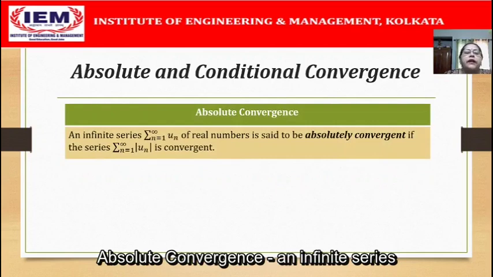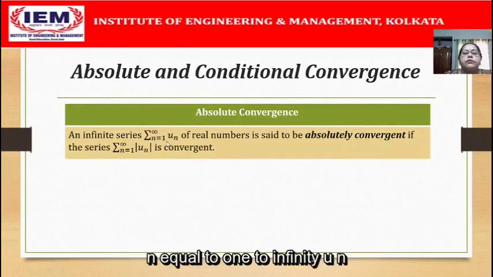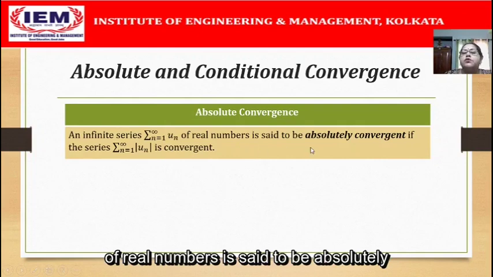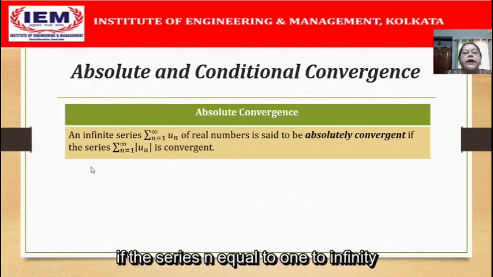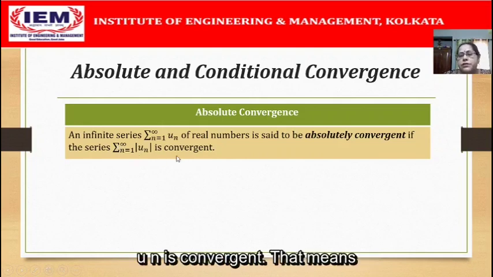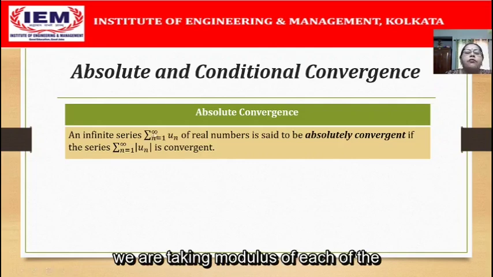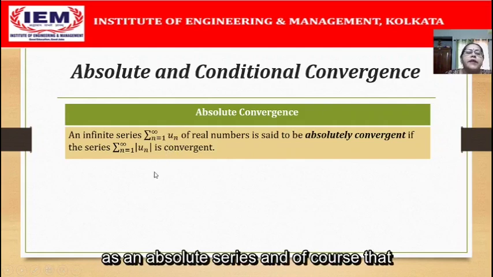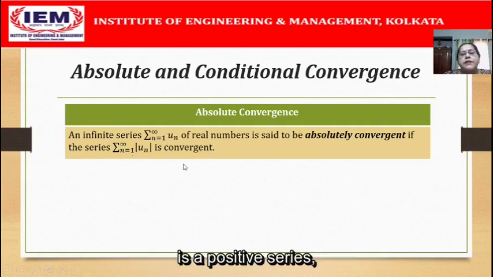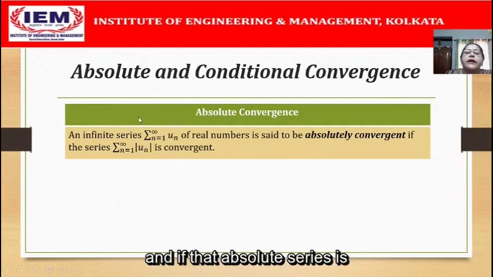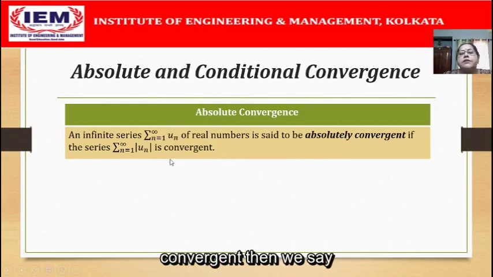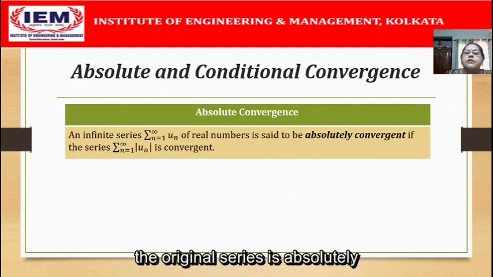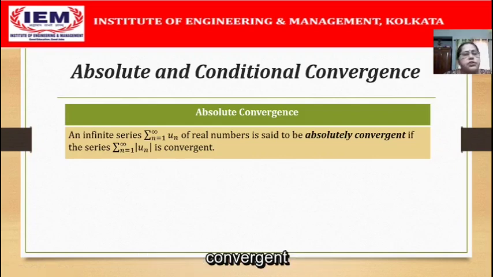Absolute convergence. An infinite series summation n equal to 1 to infinity un of real numbers is said to be absolutely convergent if the series summation n equal to 1 to infinity modulus un is convergent. That means we are taking modulus of each of the members of the given series. We may call that an absolute series, and of course that is a positive series. And if that absolute series is convergent, then we say the original series is absolutely convergent.